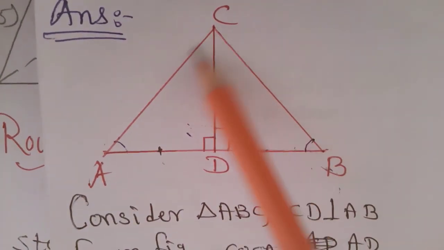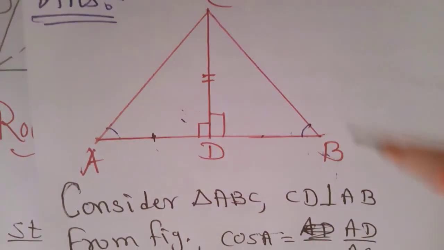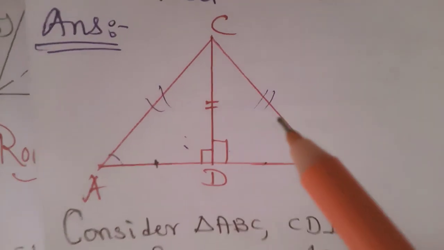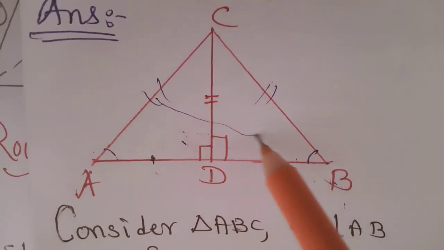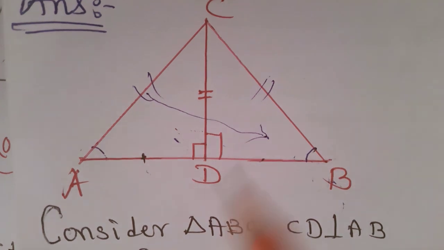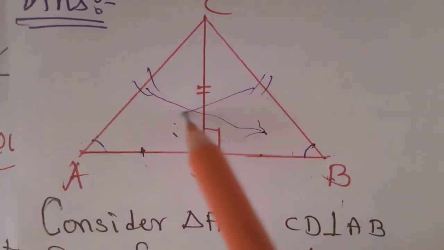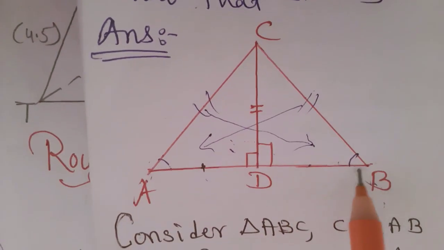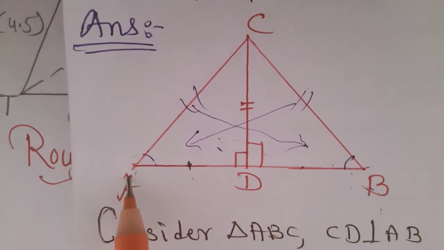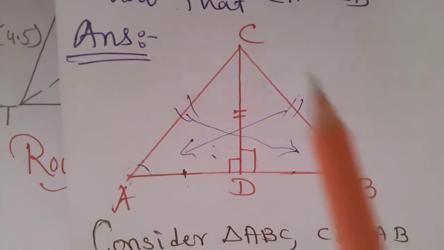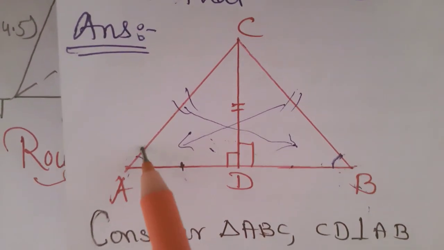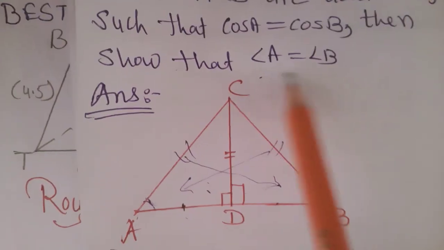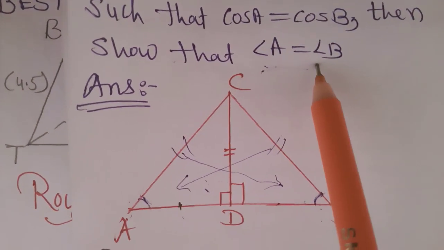Consider triangle ABC. In this triangle, if AC is equal to BC, then sides opposite to equal angles, angles opposite to equal sides are equal. Using this, you can say that opposite to AC is angle B, opposite to BC is angle A. If AC equals BC, then obviously angle B and angle A are equal, and that is our question to prove: angle A equals angle B.